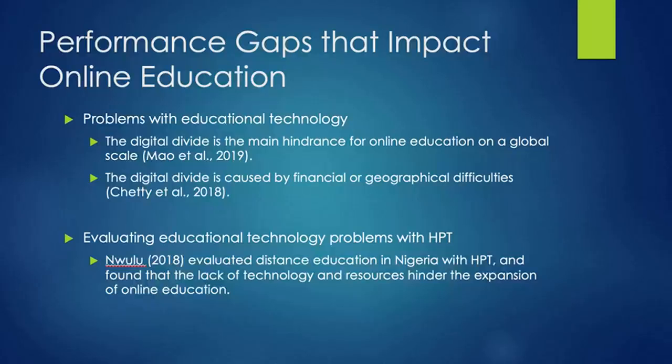So this is what human performance technology can do. It can locate these performance gaps with educational technology and understand why these technologies might cause hindrance to student engagement and student performance in the classroom, and can work as a way to attempt to find a preventative measure to prevent this gap from continuing to be a problem.